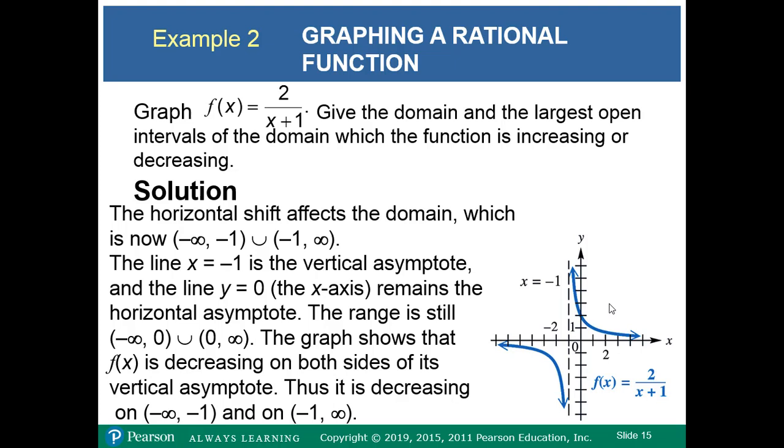Now, in this case, when we look at the range and the domain, the domain is now what? The domain is now everything except -1, right? Because it shifted over 1. So now this is our domain. Our range is the same, it didn't change. It's still going to be everything except 0, right? So if you look at the range, everything is covered except for the middle.